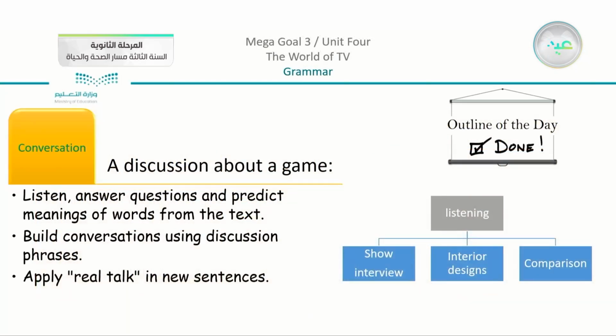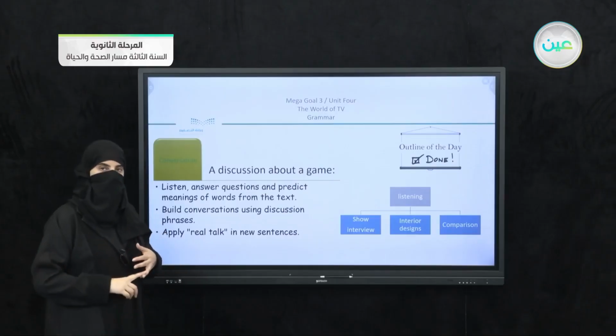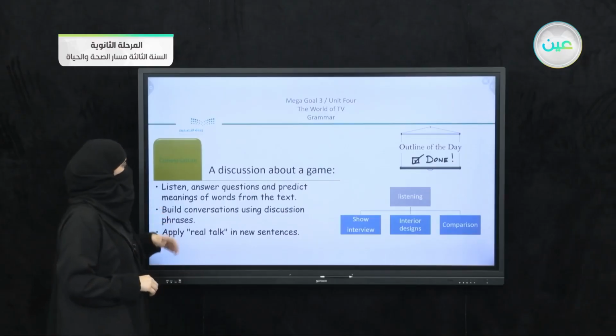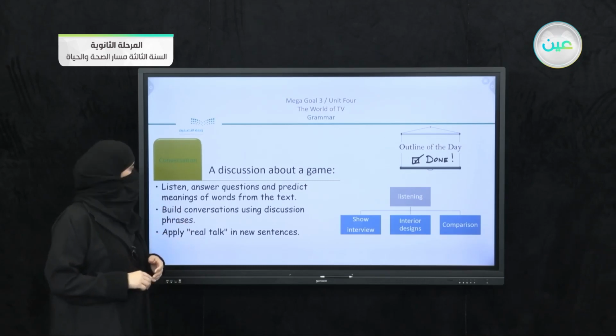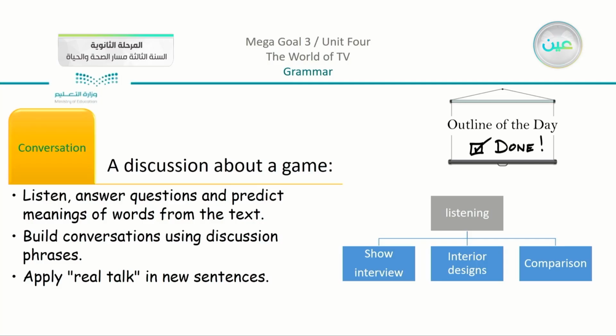Now, our outline of the day, we had the conversation part and we have here also the listening. Now in the conversation, we had the discussion about a game. We listened, answered questions, and predicted meanings of words from the text. Now you are asked to build conversation using discussion phrases, or we can say your agreement and disagreement. And we have here to apply real talk in new sentences.